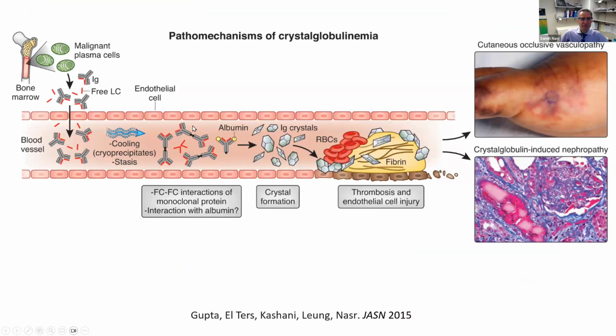Another distinct mechanism is crystallization of the monoclonal protein in the renal vasculature in the setting of crystalglobulin-induced nephropathy. And this crystallization is caused by Fc-Fc interactions of the monoclonal protein or interactions with albumin. This may lead to endothelial cell injury and activation of the coagulation cascade, predisposing to thrombosis, occlusive changes, and ischemic injury to the kidney and other organs.